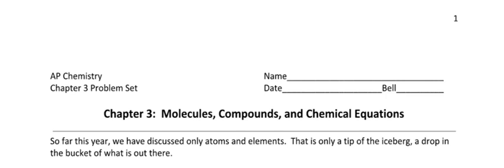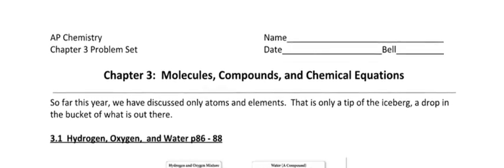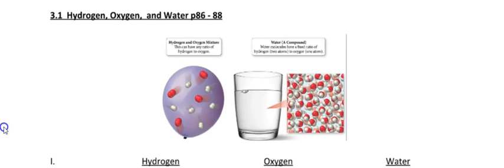So it says so far this year we've discussed only atoms and elements. That is only the tip of the iceberg, really, a drop in the bucket of what is out there. So let's check this out, section 3.1. We have a balloon. Right here is a balloon of some H2 and some O2. It says right here, if you can read that, this can have any ratio of hydrogen and oxygen.